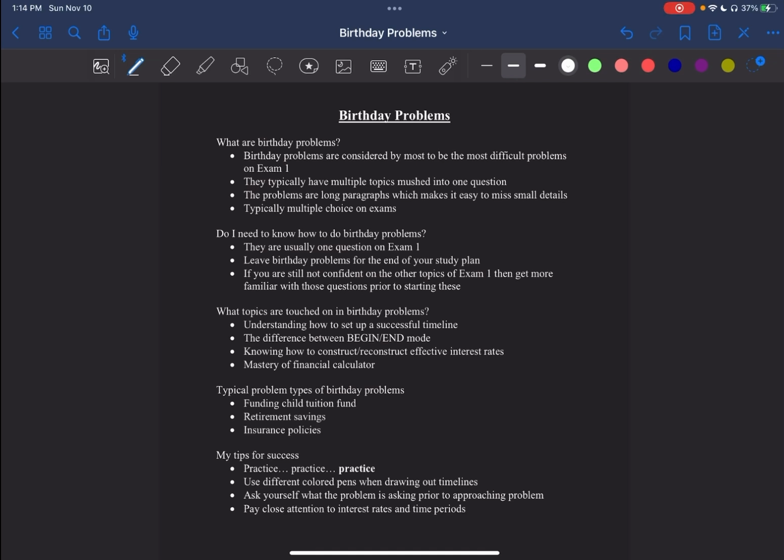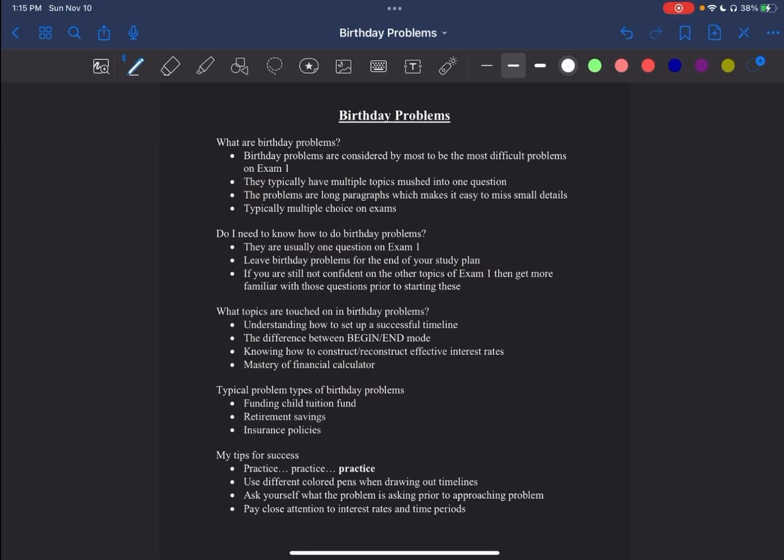And in my experience, I noticed that there's three main types of birthday problems. The first one is going to be funding a child's tuition fund. The second one is retirement savings, and the third one is insurance policies. Normally, you're either finding a payment or a future value or a present value, and it's pretty easy to tell in the question, and you'll see that in the example that we're going to do.